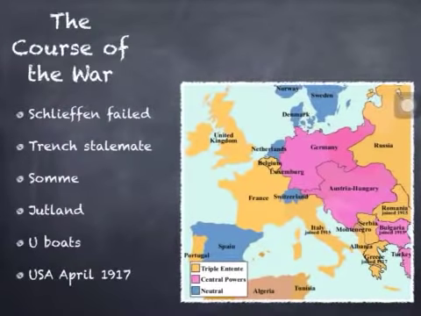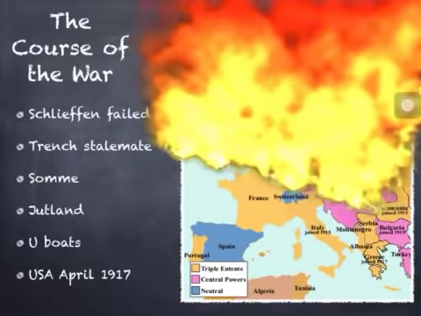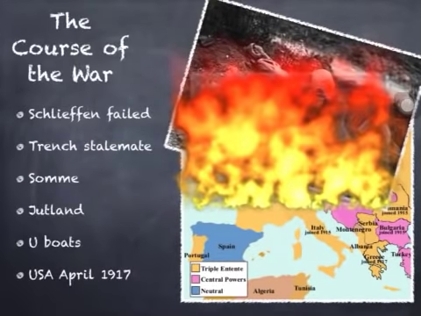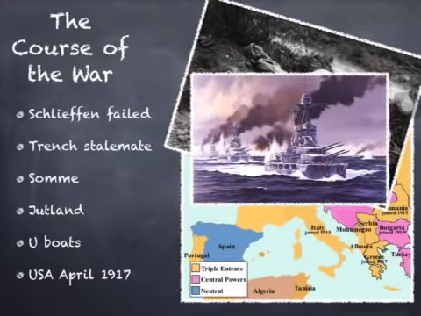So let's have a look very quickly again at the course of the war. Well, the Schlieffen Plan failed. Rather than being able to quickly knock out France by invading through Belgium, the Germans got bogged down, and there were a number of horrific battles along the Western Front in the so-called trench stalemate. The Battle of the Somme would be one example of many battles, such as Ypres, Passchendaele, and so on.